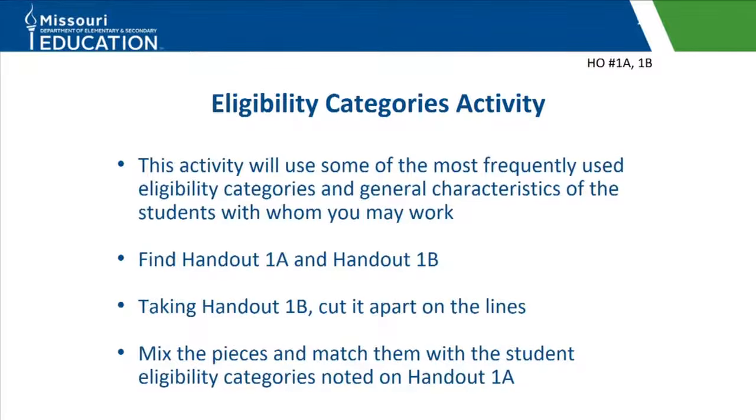Find handout 1A and handout 1B. You will not cut handout 1A. Pause the webinar, take handout 1B and cut it apart on the lines. Mix them up and match them with the student eligibility categories on handout 1A. This is intended to help us understand how to interact and help support each student as an individual.